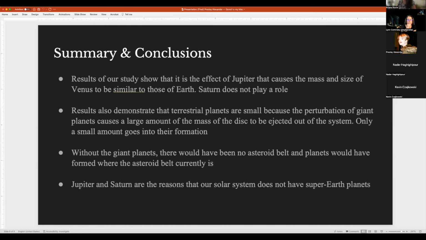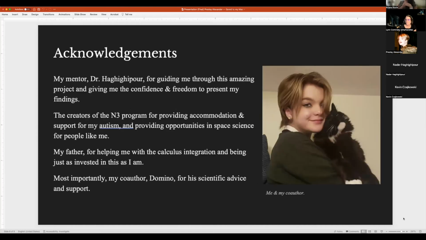Without the giant planets, there would have been no asteroid belts, and planets would have formed where the asteroid belt currently is. And Jupiter and Saturn are the reason that our solar system does not have super Earth planets, which would have happened if a bunch of those planetesimals formed into big planets, being loose without the effects of Jupiter and Saturn keeping them in check. Go ahead and go to the next slide.